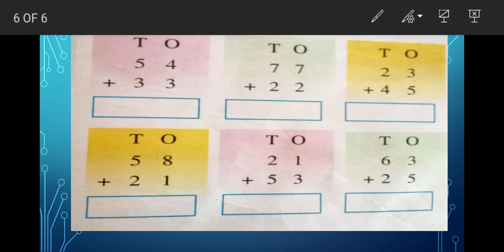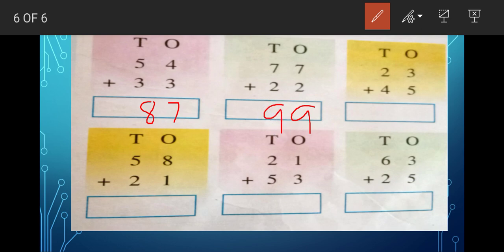Alright children, so let us do it. Okay, so here 54 means 5 tens and 4 ones. Okay, plus 33, that means 3 tens and 3 ones. So 4 plus 3 is 7, and 5 plus 3 is 8. 87. 87 means 8 tens and 8 ones. Okay, now again here you have to add 7 plus 2 is how much? 9. Here again 7 plus 2 same, so you are adding.